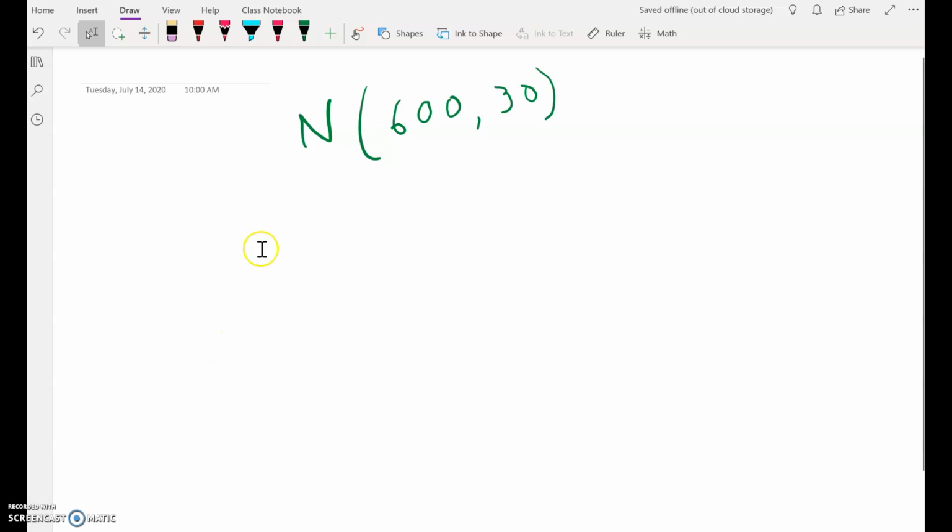So we have N means normal. That tells you we're dealing with a normal distribution. So anytime you see that capital N followed by parentheses, it means we're dealing with, whatever it is, whether it's IQ scores or rivets or cows or whatever, the distribution is normal. And then the first number in the parentheses is always the mean of the distribution, and the second number is always the standard deviation. That's all you need to draw your normal curve.